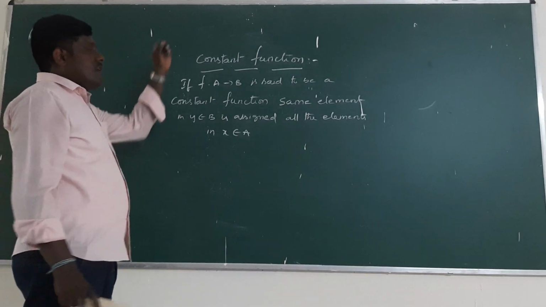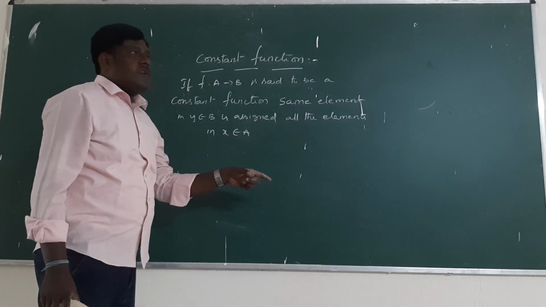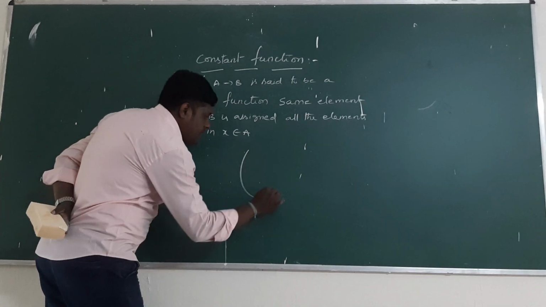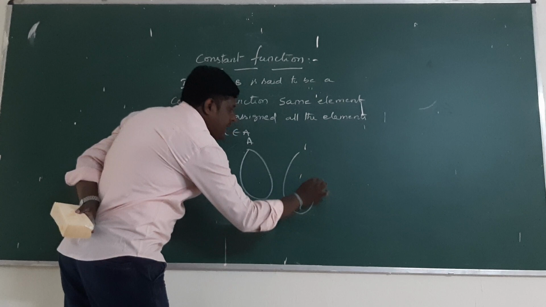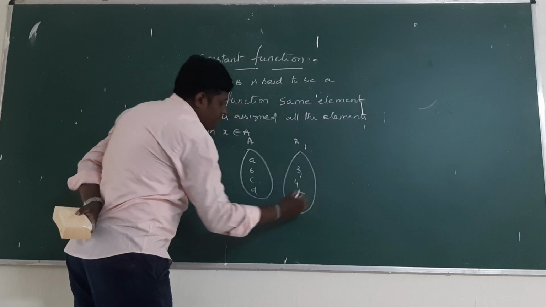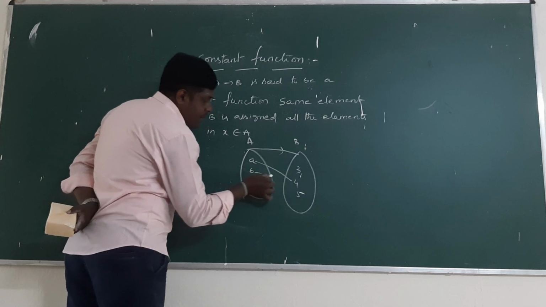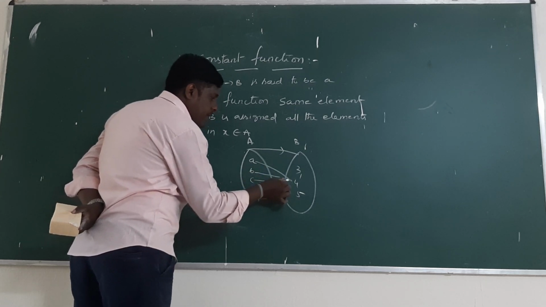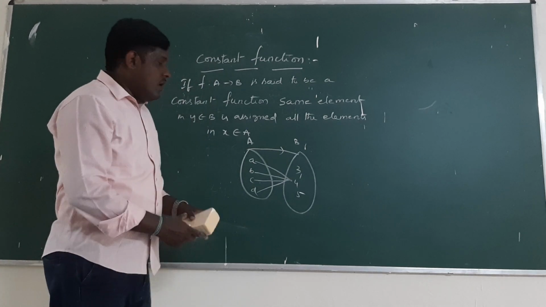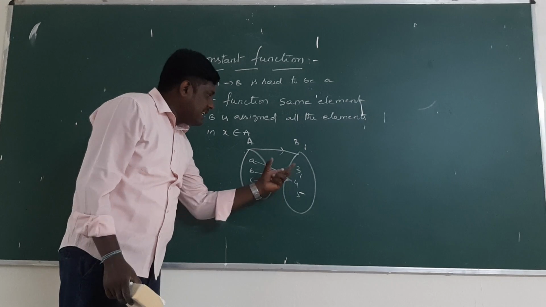What is the meaning of this one? All the elements in the set A should map with only one element in the set B. Here A and B: set A has A, B, C, D and set B has 3, 4, 5. A is mapping with 4, B is mapping with 4, C also mapping with 4, D also mapping with 4.